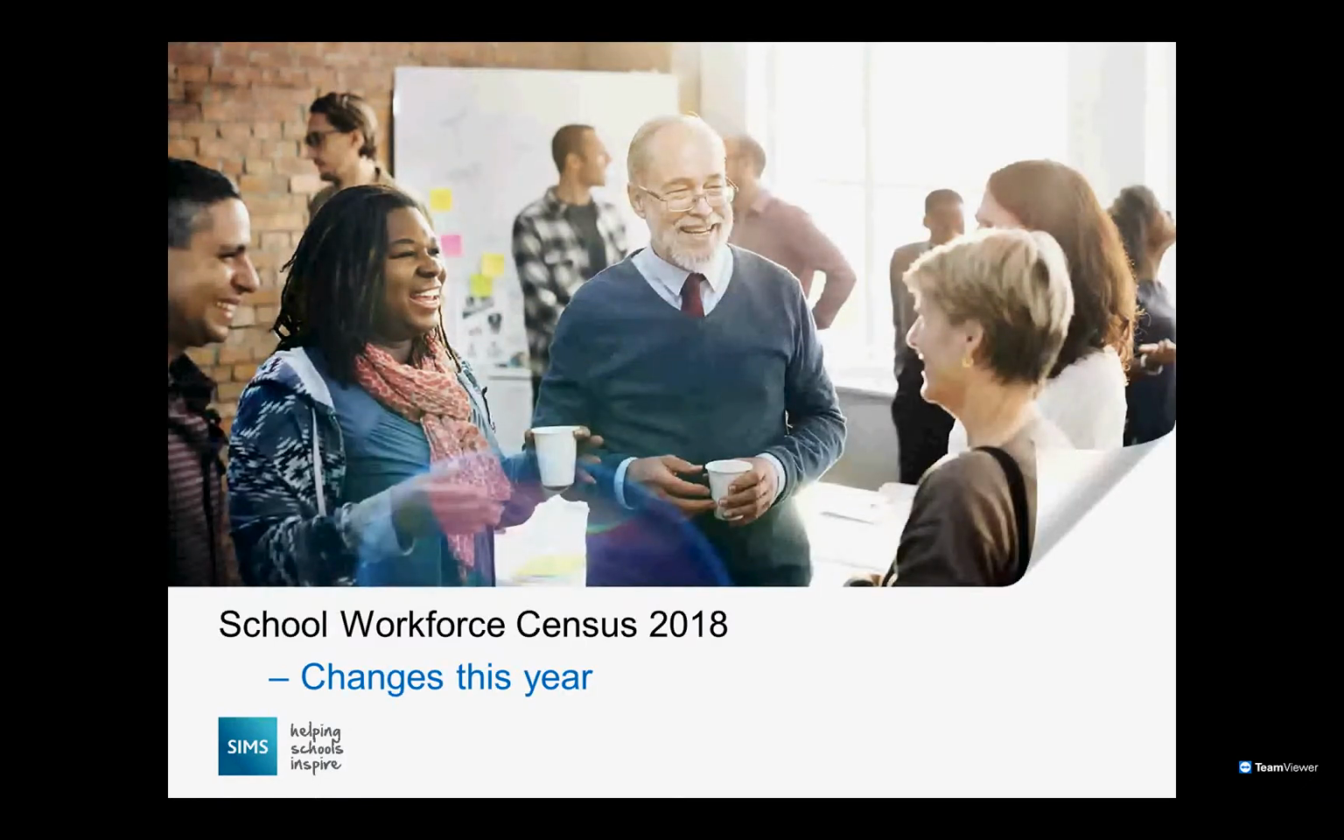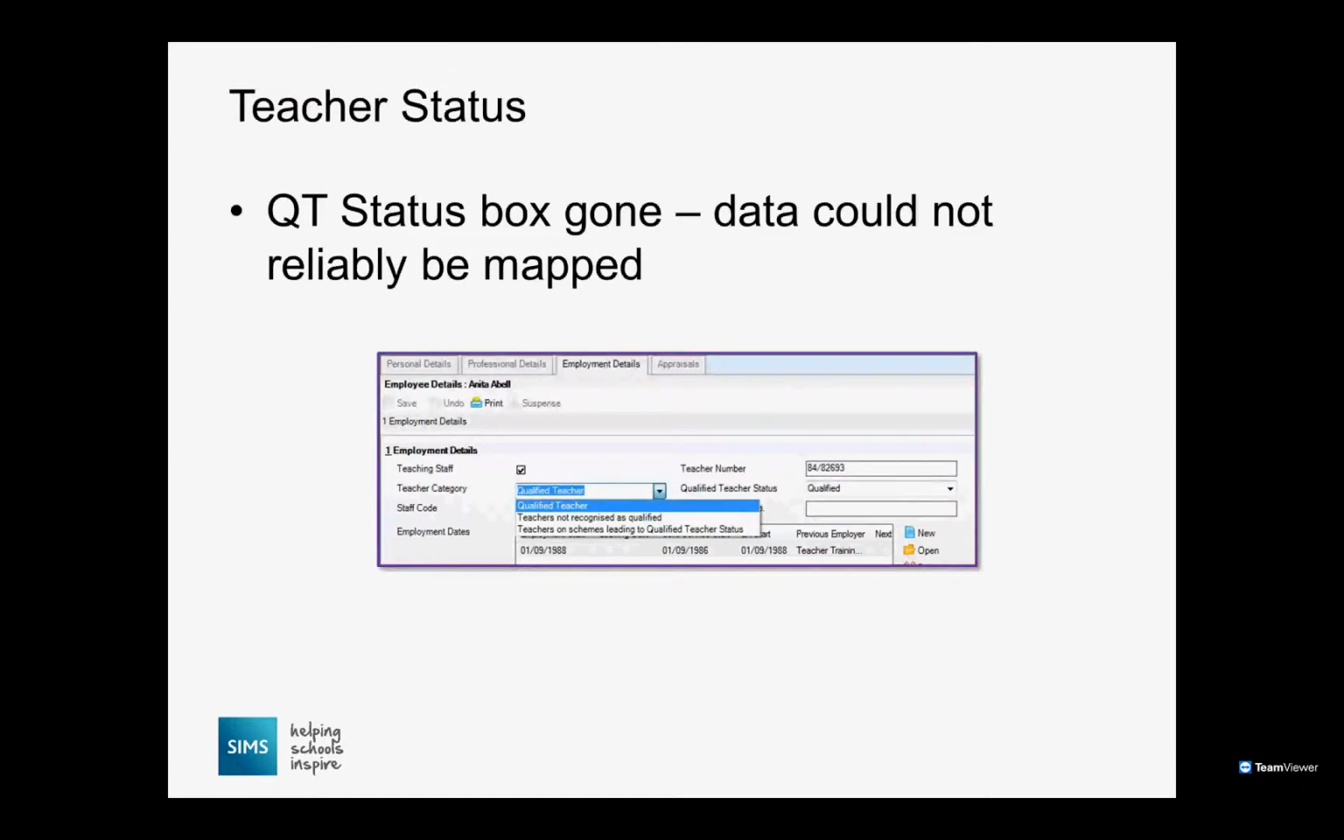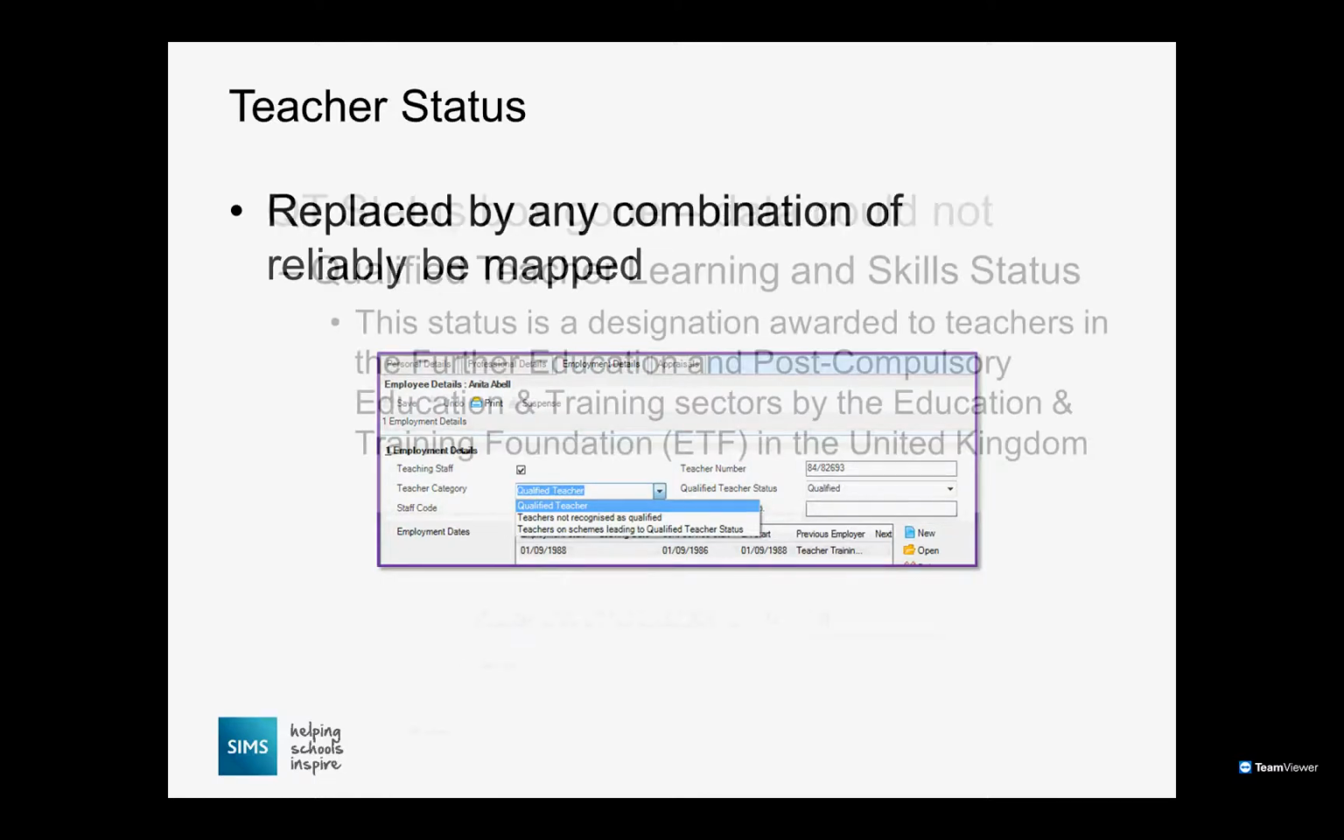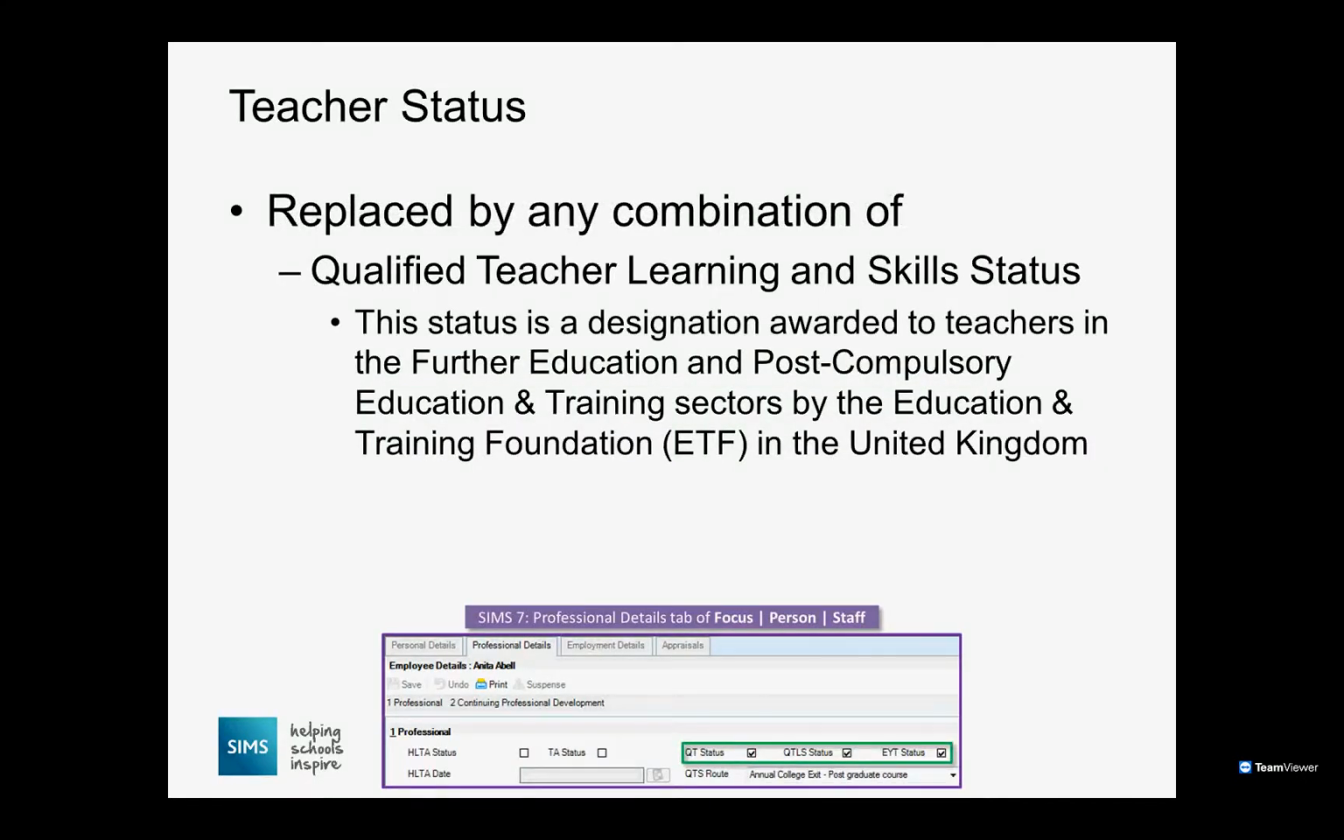A couple of changes compared with previous returns, if you've done this before. The qualified teacher status box is gone. That's now been subdivided into various different sorts of qualification. And because they couldn't reliably map the data, you'll find that box now greyed out, and it's been replaced by 3 tick boxes.